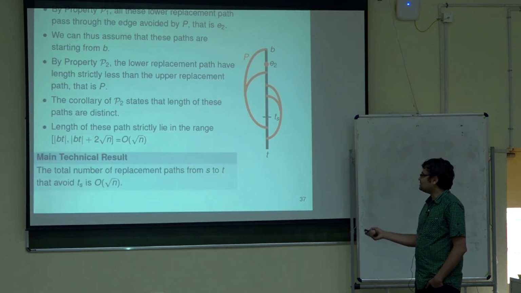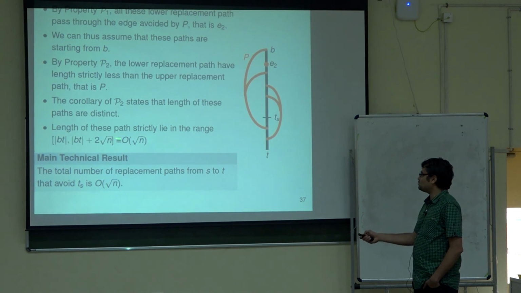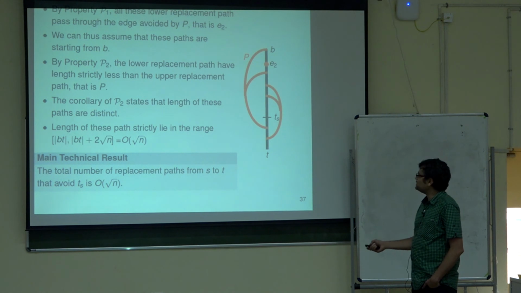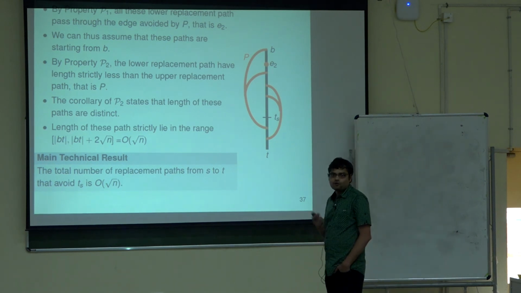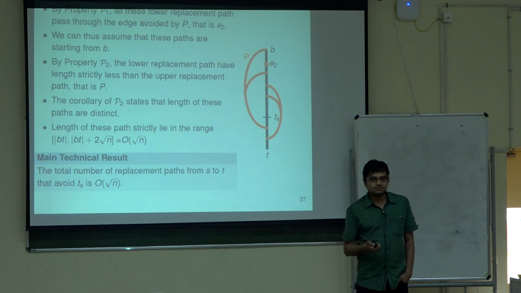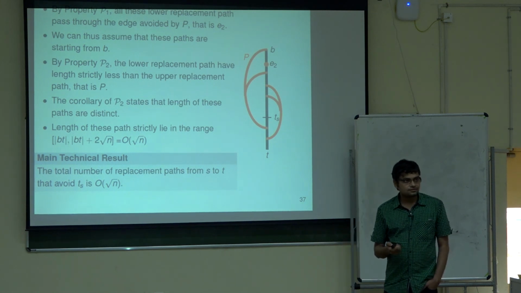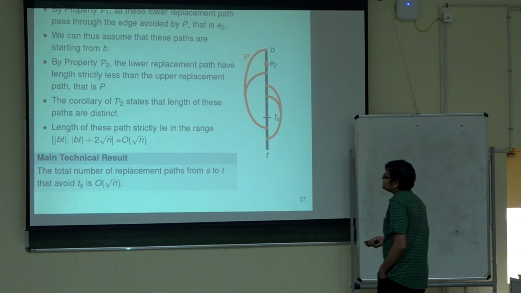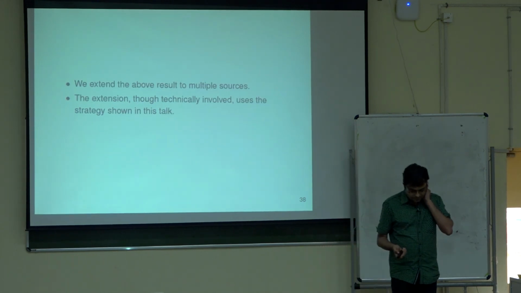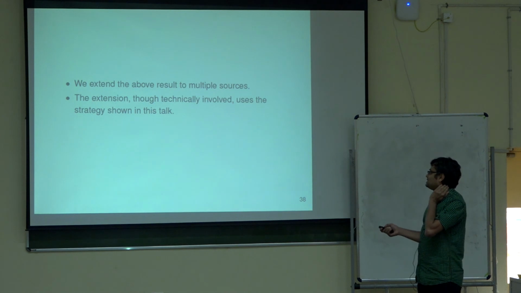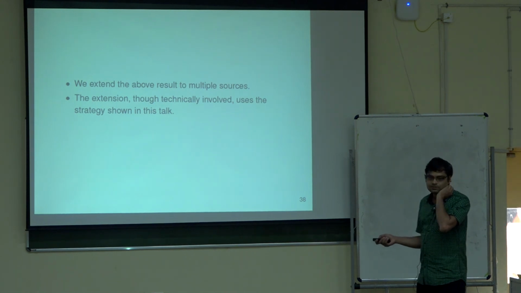And now you can see that there are only square root n numbers in this range, which means there are only square root n paths to follow. Which means that the total number of replacement paths from S to P, which avoid PS2, is just order square root n. So this is the main result of this particular paper.